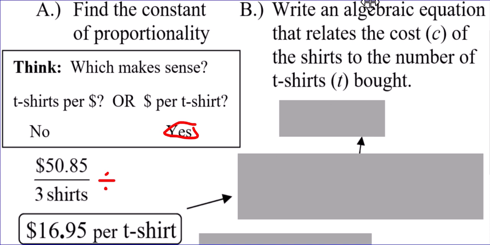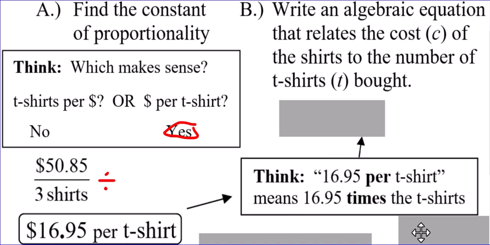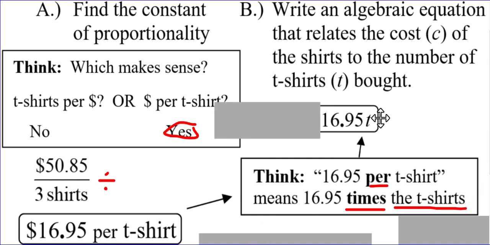Part B, write an algebraic equation that relates, oh look, they're even telling us what variables to pick here. C for the cost of the shirts to the number of t-shirts, they're telling us to pick T, bought. Now, how do we do this? Remember what I taught you about the word per. Here's what you're gonna think. Per t-shirt means times the actual number of t-shirts. So that's why my $16.95 gets multiplied by the T, not the C. It didn't say per cost, it said per t-shirt. That's why it's gotta be multiplied to the variable for the t-shirts.